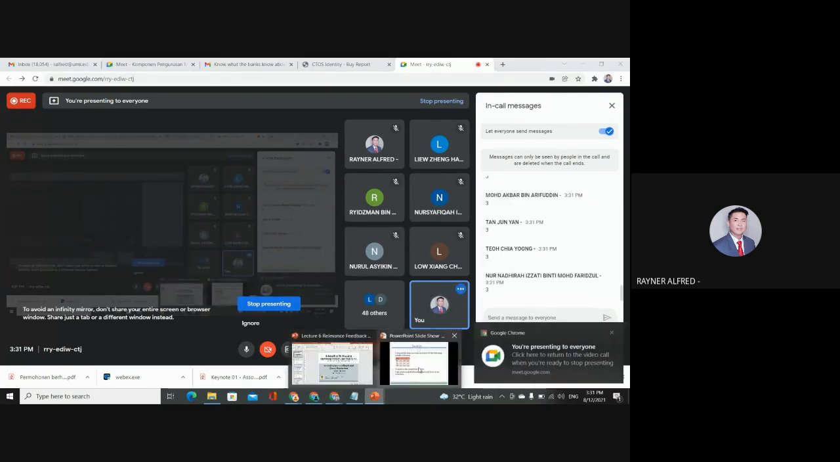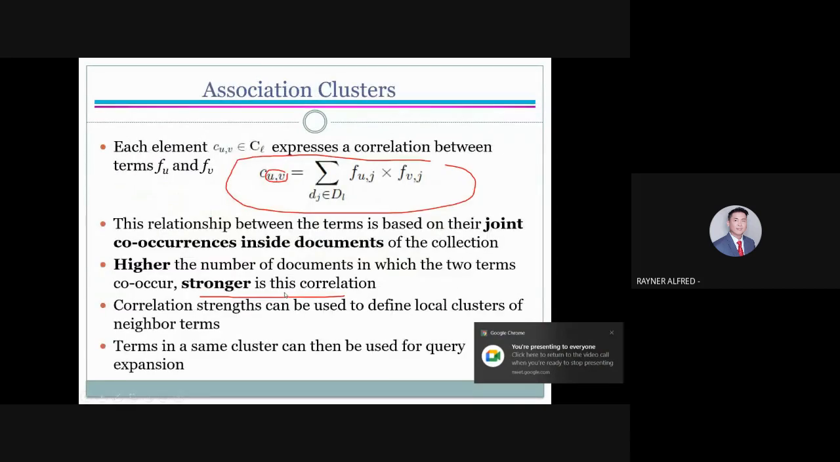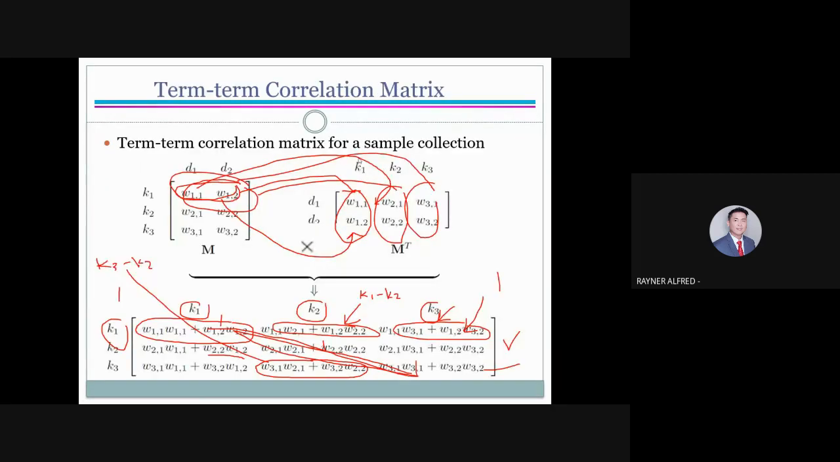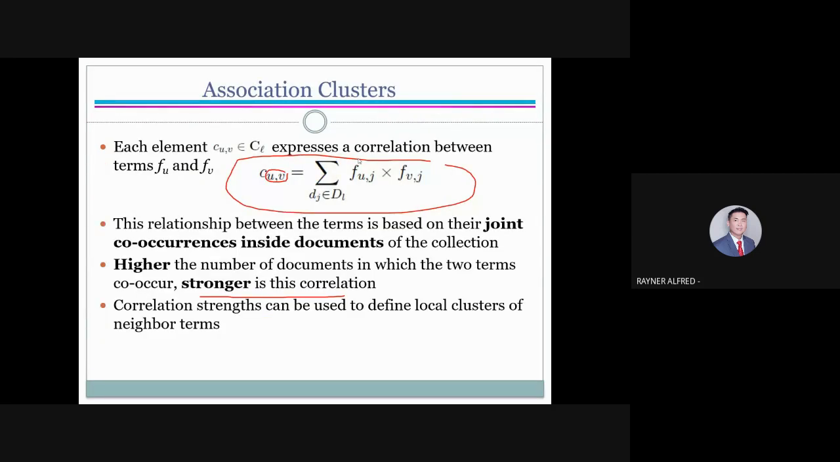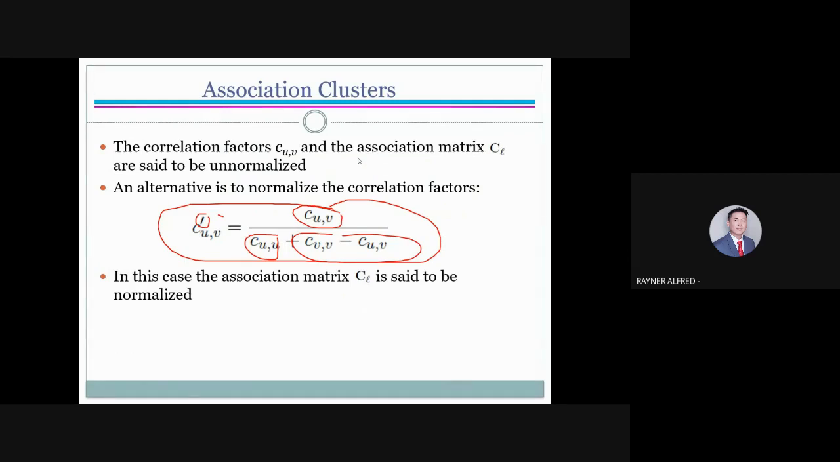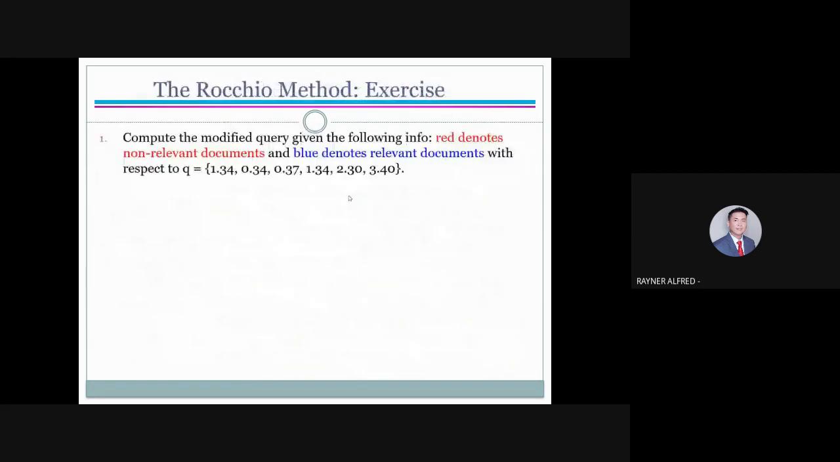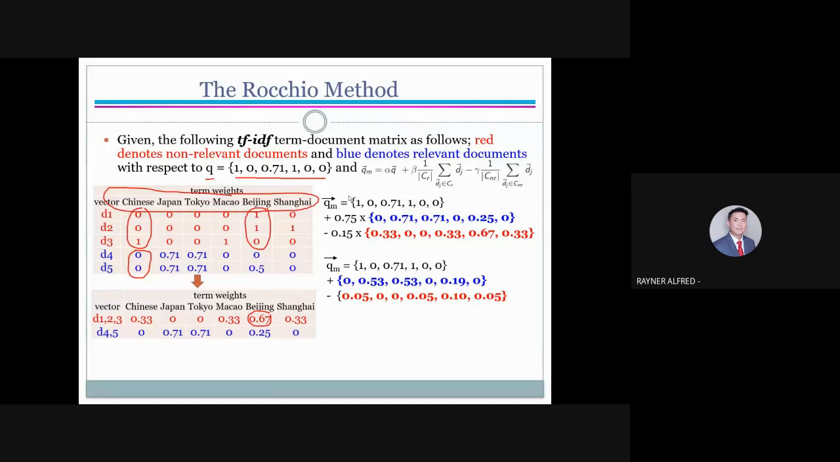What I can say is that the important part here is this one. How do you compute the term-term correlation, and then how do you perform the normalization? Okay. And also you need to know this. The Rocchio method: how do you modify the query based on the given relevant documents and also non-relevant documents, and also based on the query that we have? How do we move? How do we modify the query? So you need to know how to use the formula.